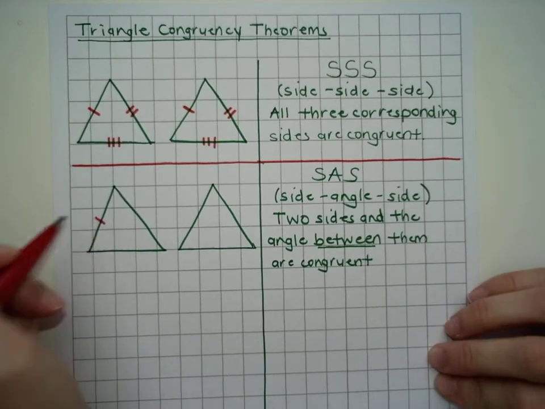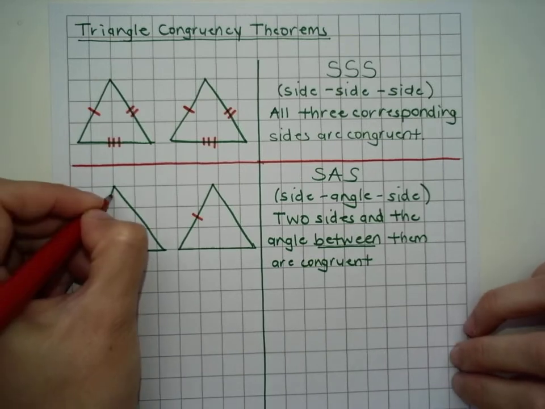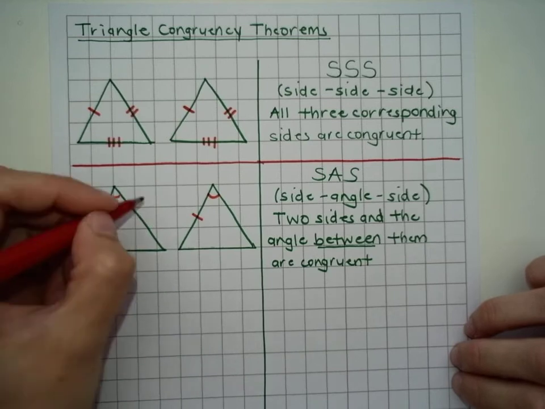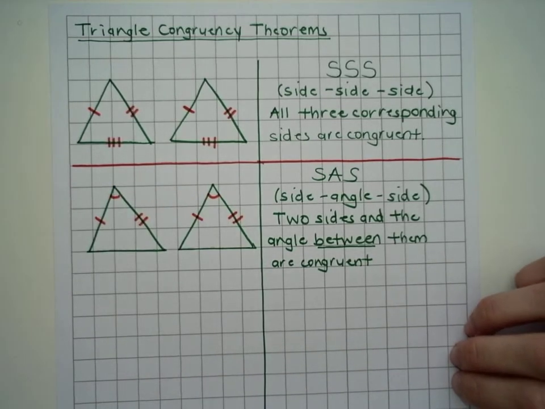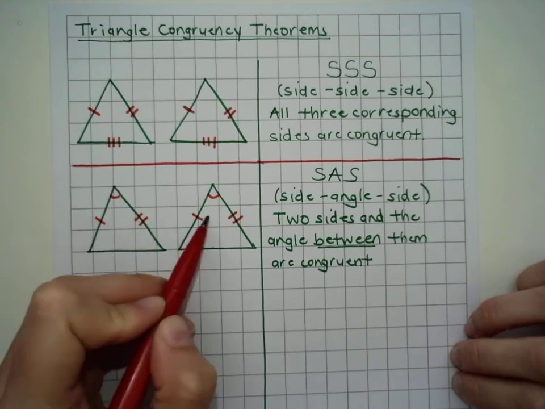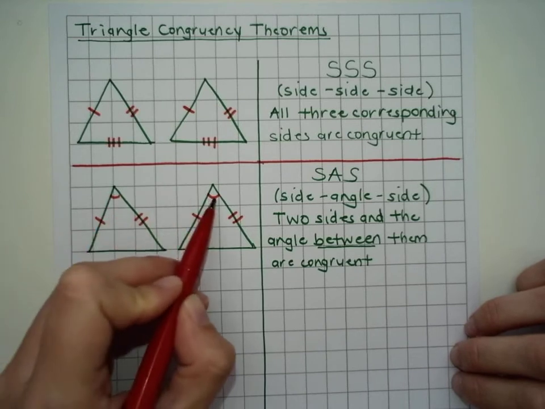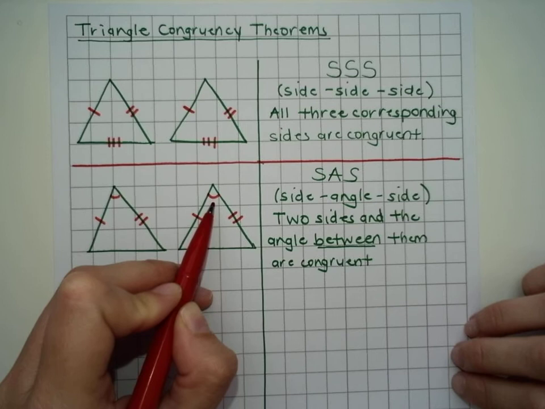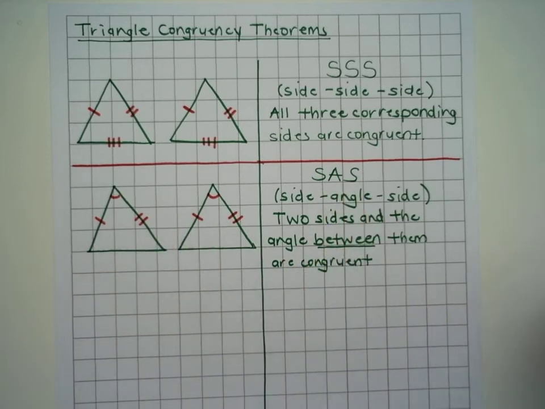So this side is congruent to this side. This angle is congruent to this corresponding angle. And this side is congruent to this corresponding side. So you have these two sides that are congruent in both triangles, and then you have the angle between them. So if that's the case, then these triangles are congruent due to the side, angle, side theorem.